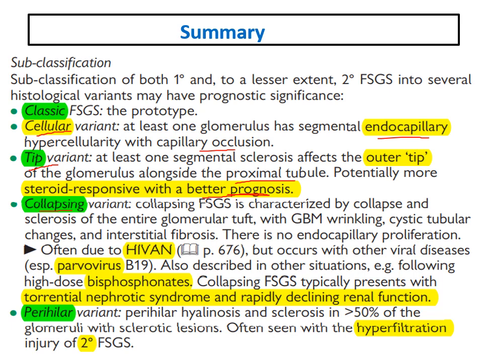The collapsing variant is the worst one, with the worst prognosis, usually characterized by glomerular collapse. It is usually due to HIV, parvovirus, or bisphosphonate, and presents with heavy nephrotic syndrome and rapid decline of renal function, and is the most likely to cause end-stage renal disease. The perihilar variant is usually related to hyperfiltration and is the most common variant to present in secondary forms of FSGS.